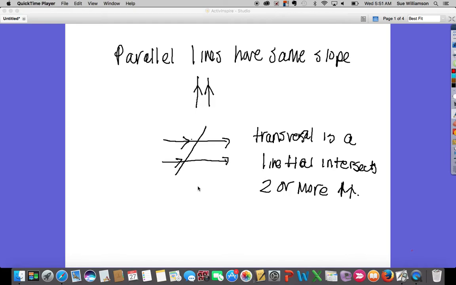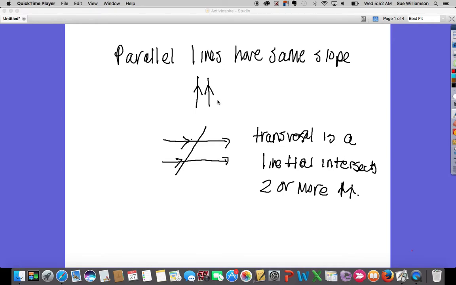Hey y'all. So today we're going to start talking about parallel lines and the special angle relationships that are formed by them. So I want you to remember that we've talked about in the past few weeks that parallel lines have the same slope. And if they don't have the same slope, then they're not parallel. And we also know that the symbol for parallel lines would be two lines with a little directional arrow in both of them.